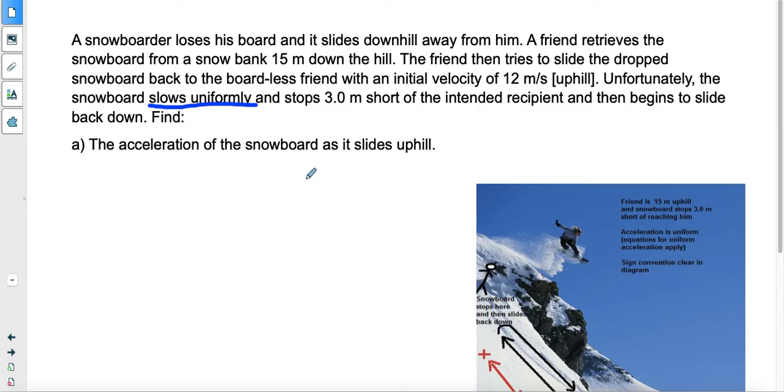So the first thing we know is the displacement of the snowboard. Right, so it says the friend tries to slide the snowboard up a snowbank to his friend that's 15 meters away. But the snowboard stops 3 meters short. So he wanted to slide it up 15 meters, but it stops 3 meters short. So in total, it's going to travel 15 minus 3, so 12 meters up the hill.